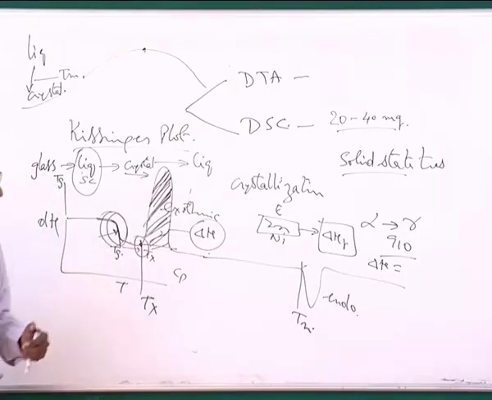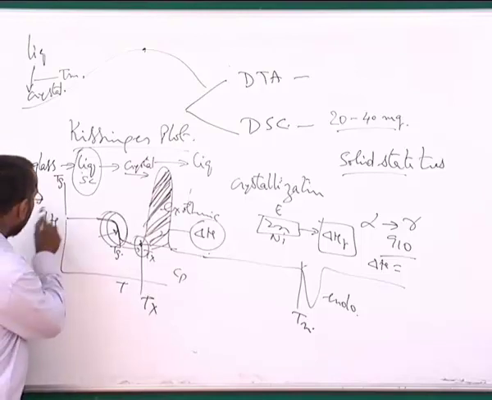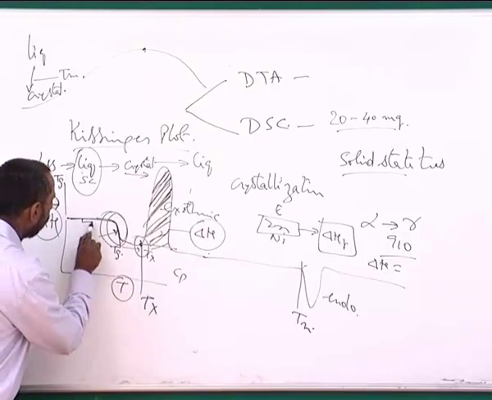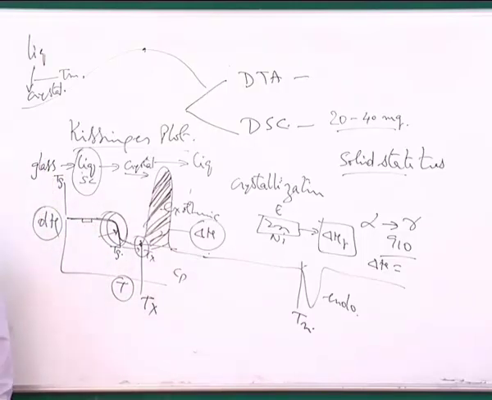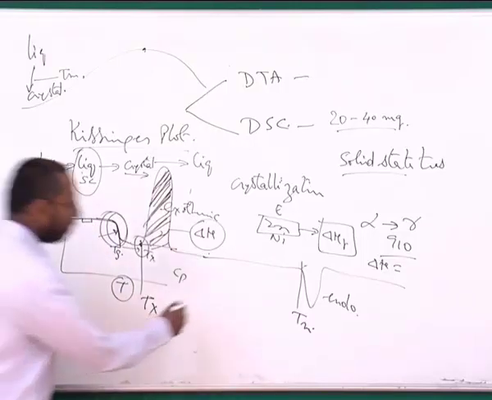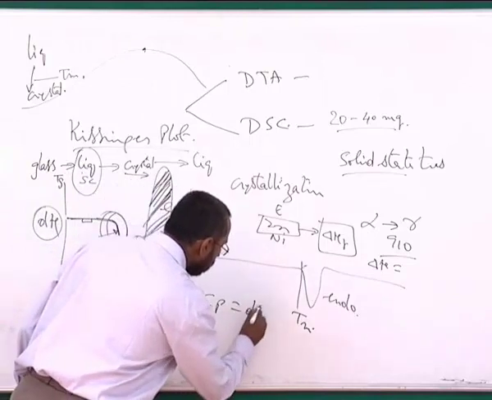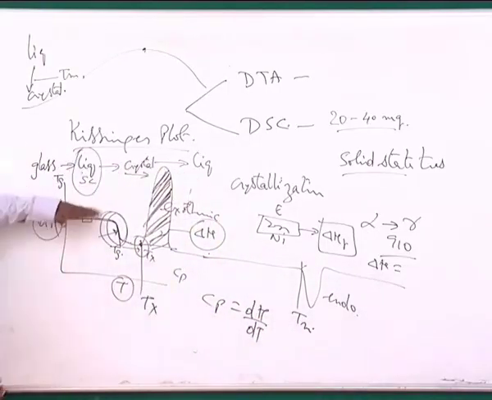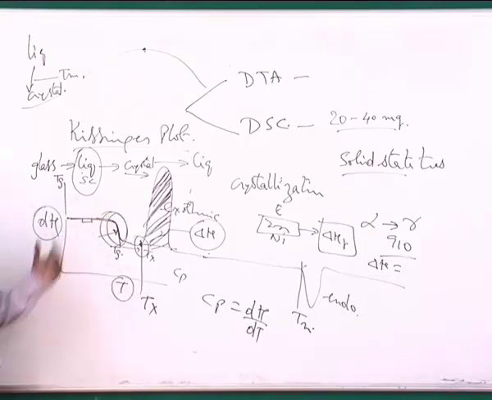And of course people can also measure the heat capacity by knowing how this delta H is changing as a function of temperature, looking at the slope of this, because you know that Cp is dH by dT, right? So if I can look at the slope of this particular thing, I will be able to find out what the Cp is. So the Cp of the material can also be found this way.